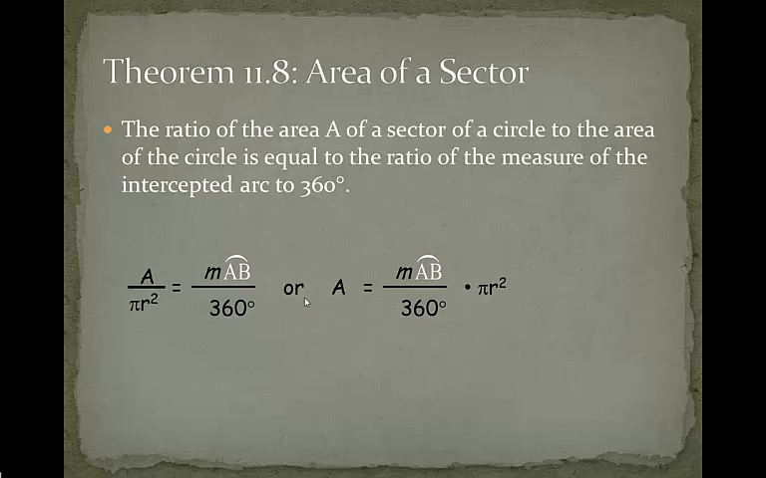So, the ratio of the area A of a sector of a circle to the area of the circle is equal to the ratio of the measure of the intercepted arc to 360 degrees. So, A over pi r squared, which is the area of the circle, equals the measure of AB over 360. Or A equals the measure of arc AB over 360 times pi r squared. You can do it that way too. That's probably the easier way to remember it.